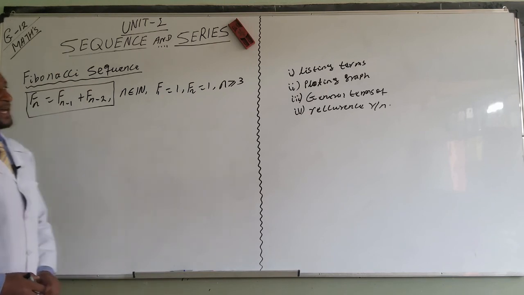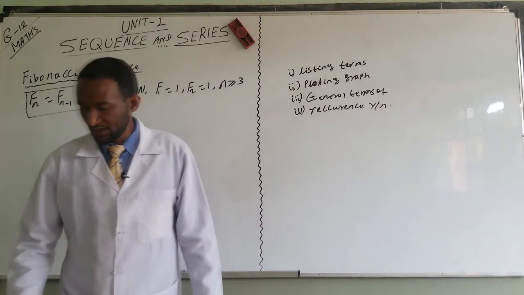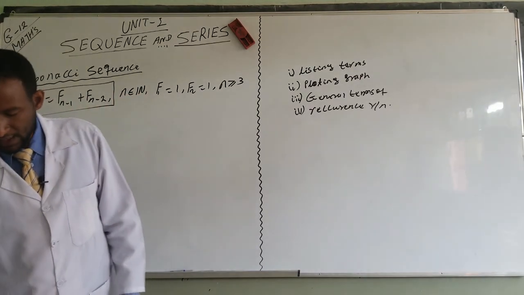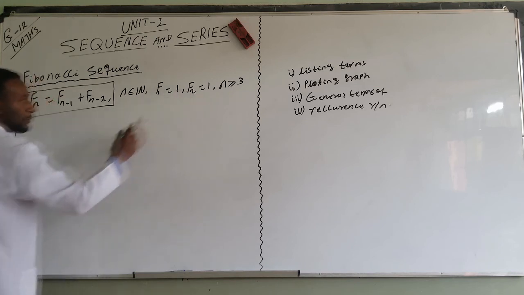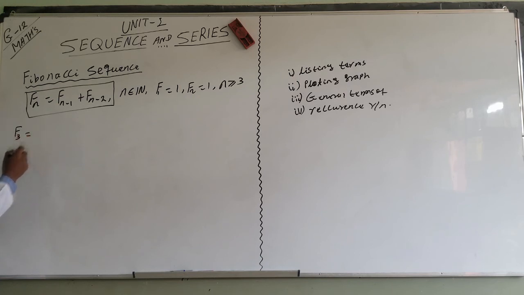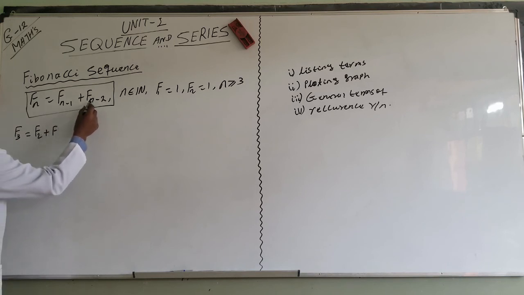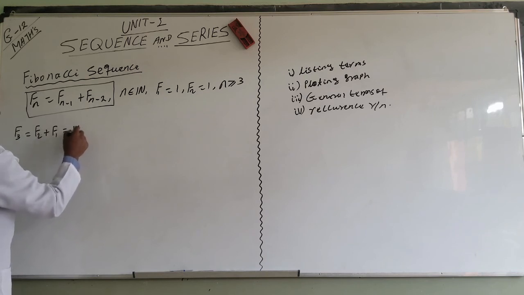Then from this, let us see the Fibonacci sequence when n starts from 3. f of 1 and f of 2 are given for us. Then when we find f of 3, substituting 3 in place of n, this becomes f of 3 minus 1, which is f of 2, plus f of 3 minus 2, which is f of 1, which equals 1 plus 1, which equals 2.